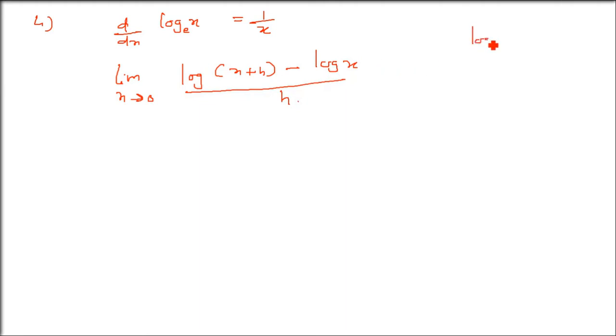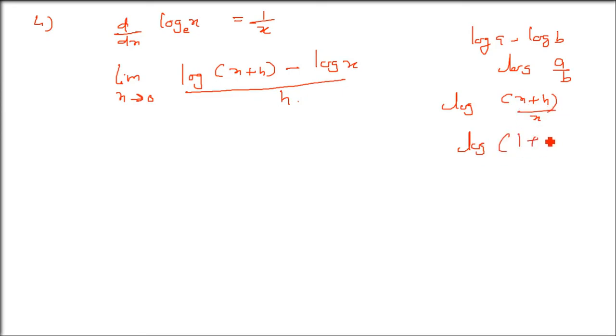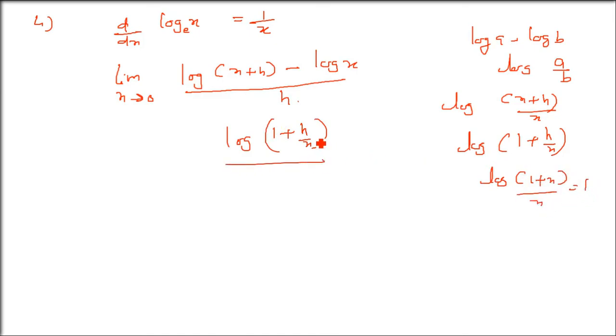So what do we do? You see, log a minus log b is nothing but log a by b. So this is log (x plus h) by x. So log of x by x is 1 plus h by x. Log (1 plus h by x) you can always write. So now this whole I am replacing it by log (1 plus h by x). Now we have in the denominator, log (1 plus x) by x is what? Is equal to 1. We already saw this. So log (1 plus h by x), now you need h by x here. So we are dividing by x, multiplying by x.